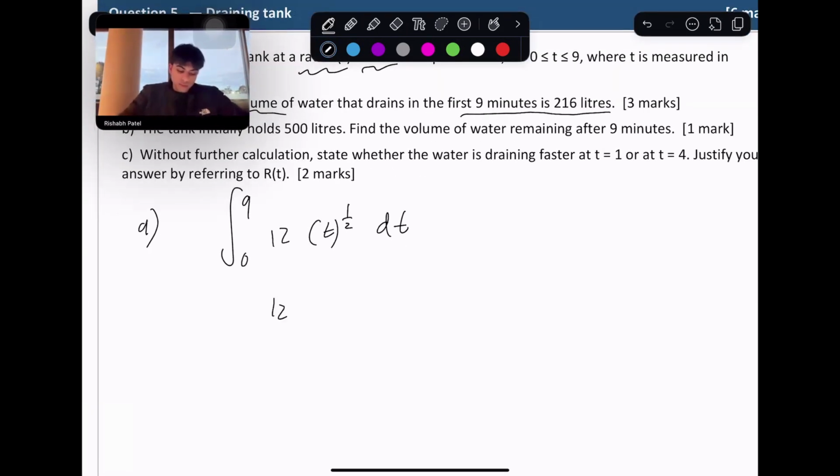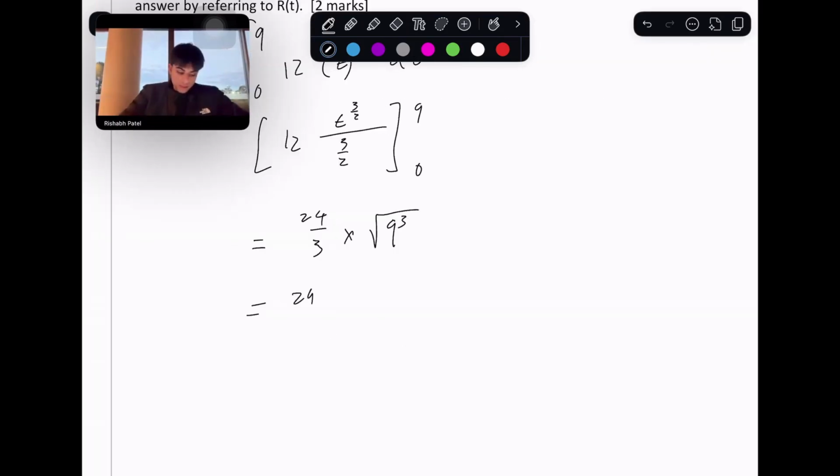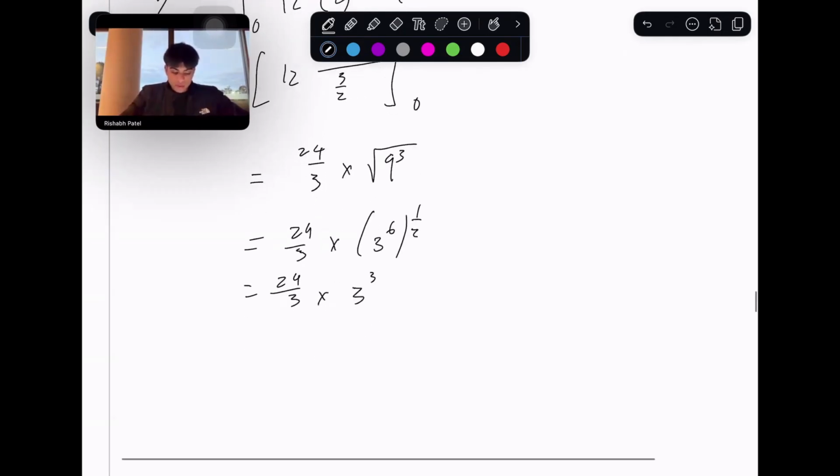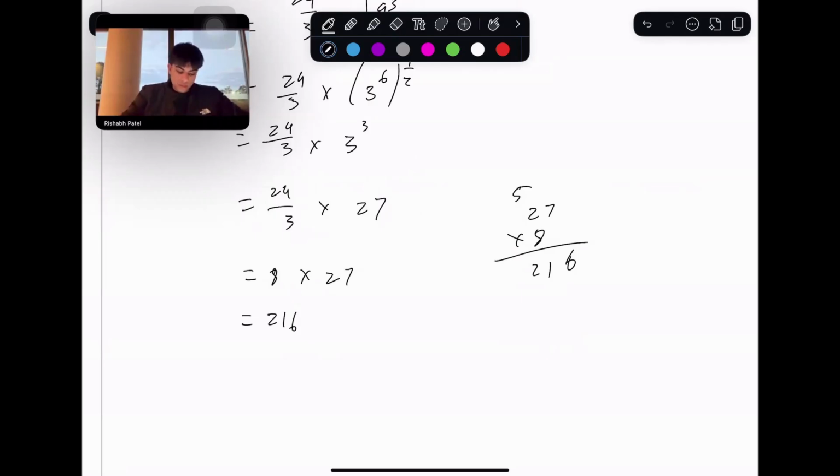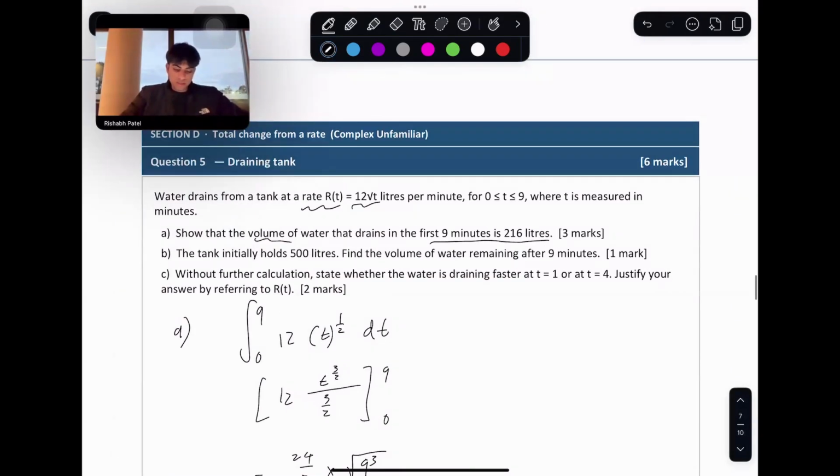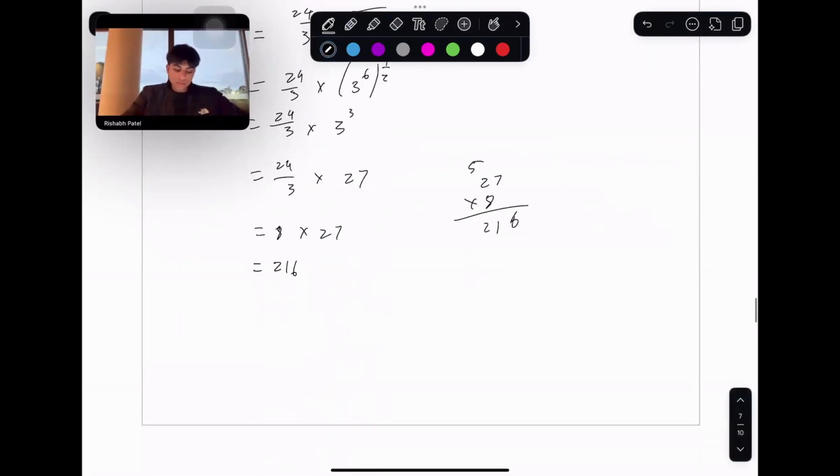So we have 12 t to the 3 on 2 divided by 3 on 2. And we would sub in our bounds of 9 and 0. 24 on 3 times 9 to the power of 3 on 2, and square root is the same as to the power of half. And we get 24 on 3 times, now we can use what's called index rules. We get 3, then you get 24 times 3 to the power of 3 is 27 on 3. And you get 216 as your answer. And looking back, that is what they wanted us to show. So we know we're probably correct.